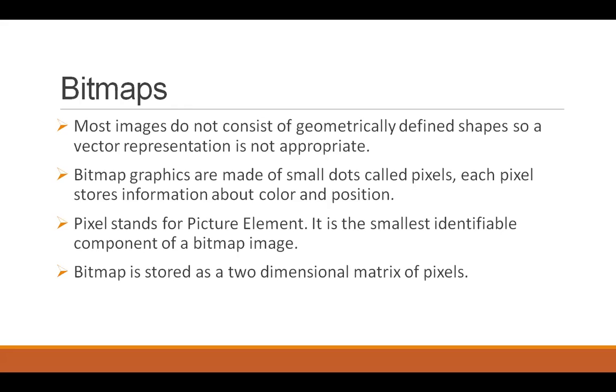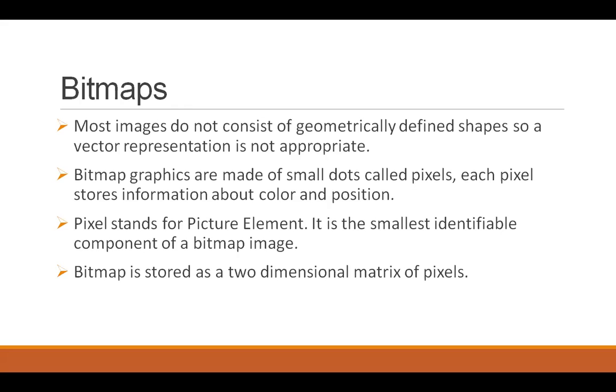So bitmap actually lets us capture the object as it is in the imaging. Bitmap stores the image as a collection of pixels. As you might remember from your O levels, a pixel is the smallest identifiable component of a bitmap graphic. A pixel can be imagined as a rectangle or a circular dot. It doesn't make any difference.